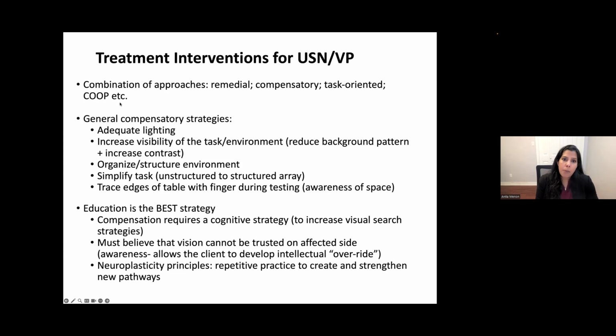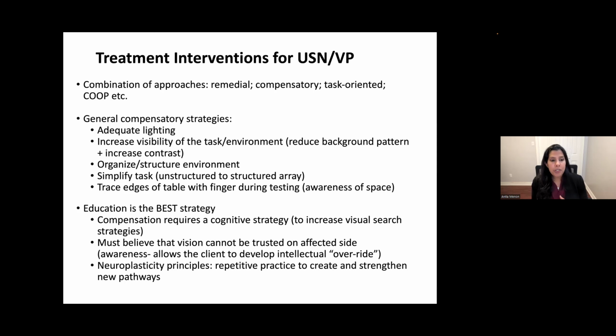So another thing to think about when we think of treatment interventions for both USN and visual perception is that we also want to think about really trying to use a more compensatory approach to adapt the environment to really promote success in the client's ability to scan. Right, so we want to make sure that we're really providing the optimal environment for a client to scan as much as possible and really work on that specific skill and strengthen that skill and that neural pathway.